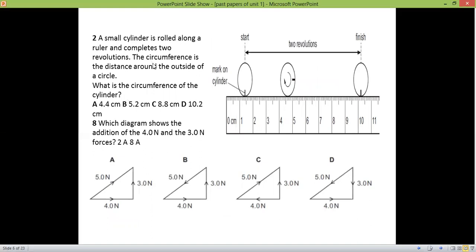A small cylinder is rolled along a ruler and completes two revolutions. The circumference is the distance round the outside of a circle. What is the circumference of the cylinder? Over here we have to see what is the length from here till here.